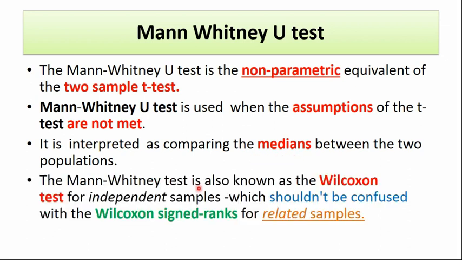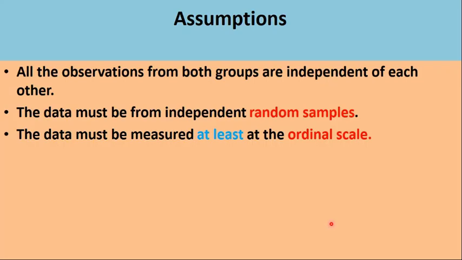The Mann-Whitney test is also known as the Wilcoxon test for independent samples, which should not be confused with the Wilcoxon signed rank test, which is made for related samples. Assumptions of the Mann-Whitney U-test: all the observations from both groups are independent of each other. The data must be independent random samples. The data must be measured at least on an ordinal scale.